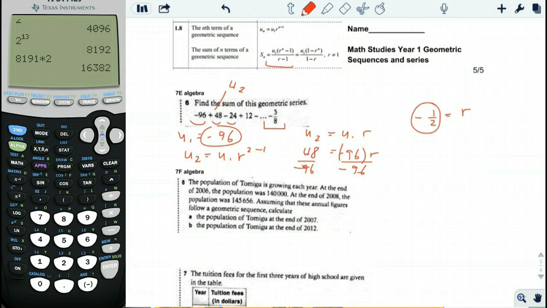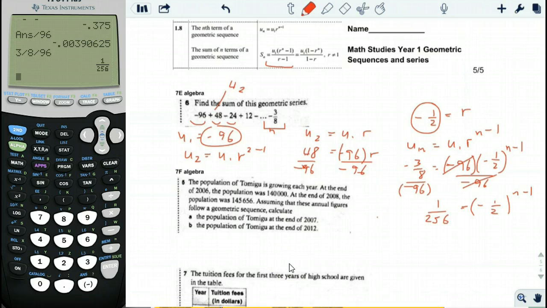To figure that out, what we could do is use the term equation again, except this time we don't know what n is yet. And then we'll put the nth term, which is negative 3/8, and we'll set that equal to negative 96 times negative 1/2 to the n minus 1. We need to get n minus 1 by itself. So first thing we'll do is divide both sides by negative 96.